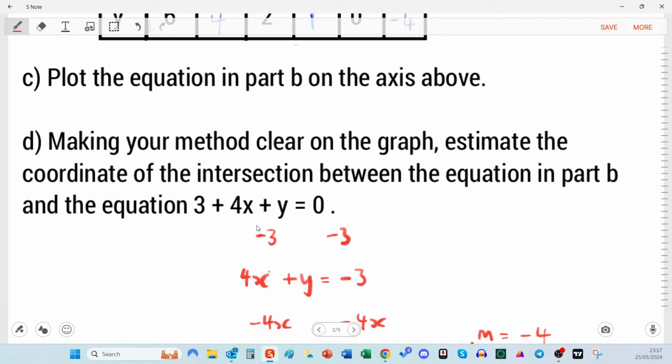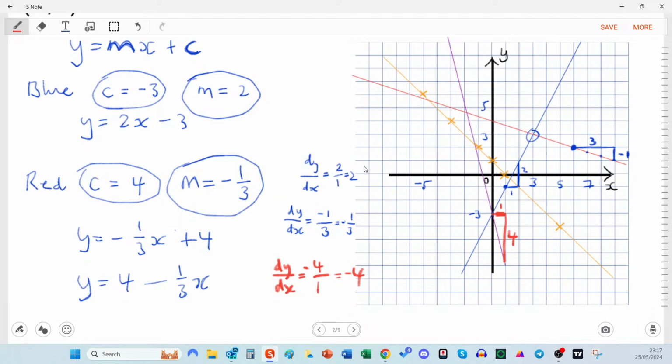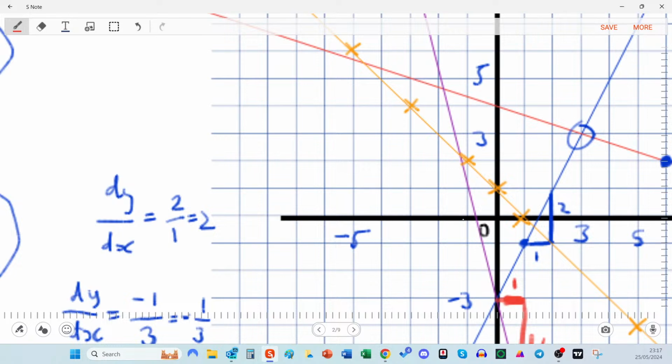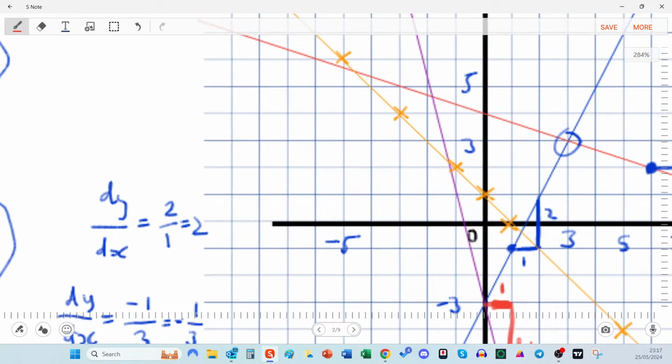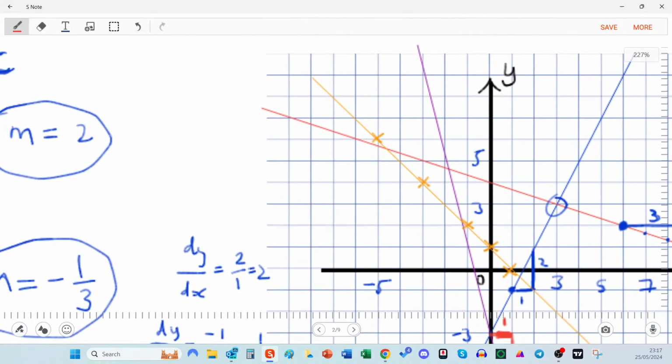Let's read the question again. Making your method clear on the graph, estimate the coordinate of the intersection. So we have to make it clear that we're estimating the coordinate of the intersection. So it's the purple with the yellow. I feel like the yellow, maybe we could adjust that perfectly so it goes through the corners properly.